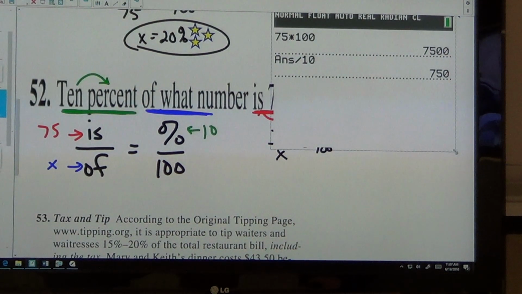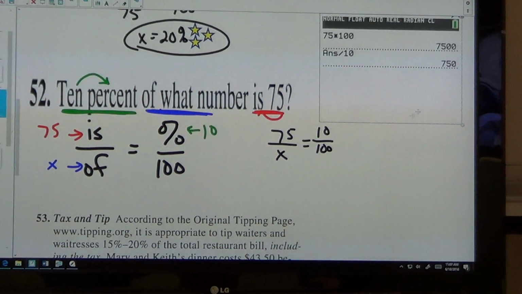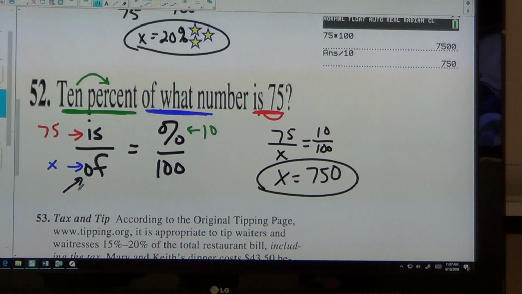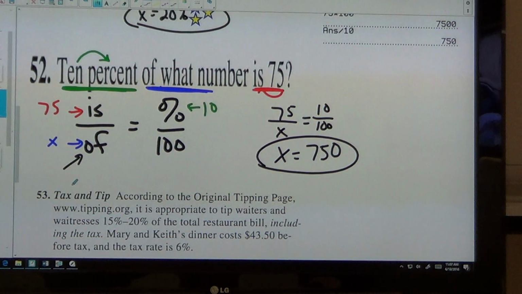You look and see what number you're solving for. We're solving for the of, which means your answer is just going to be that plain number. So X is going to be 750. You're solving for the of. We good? All right, now we're gonna go into some real life problems.